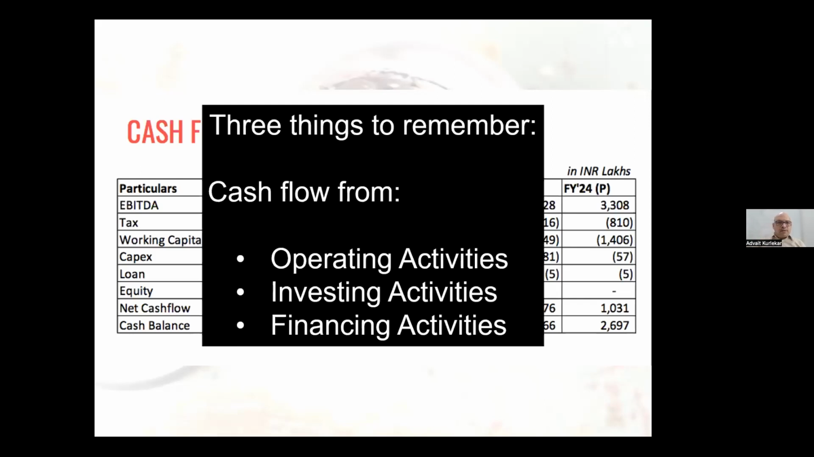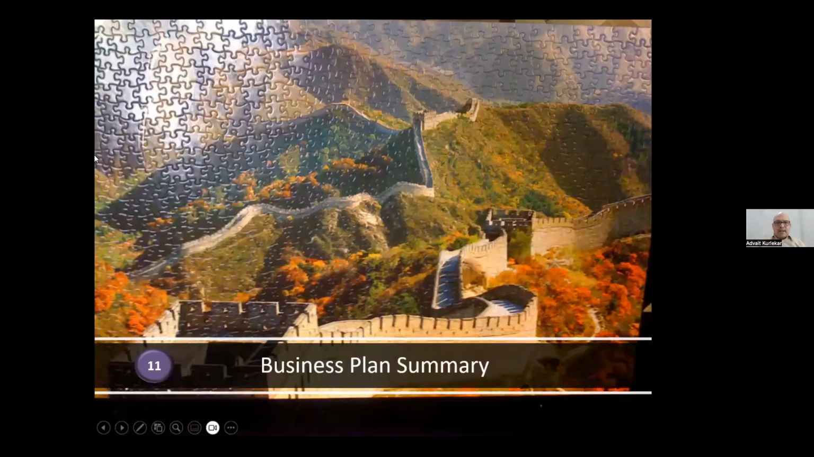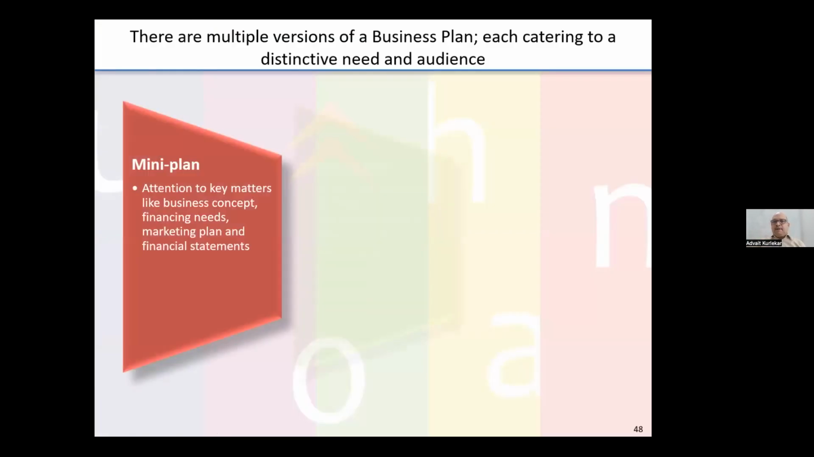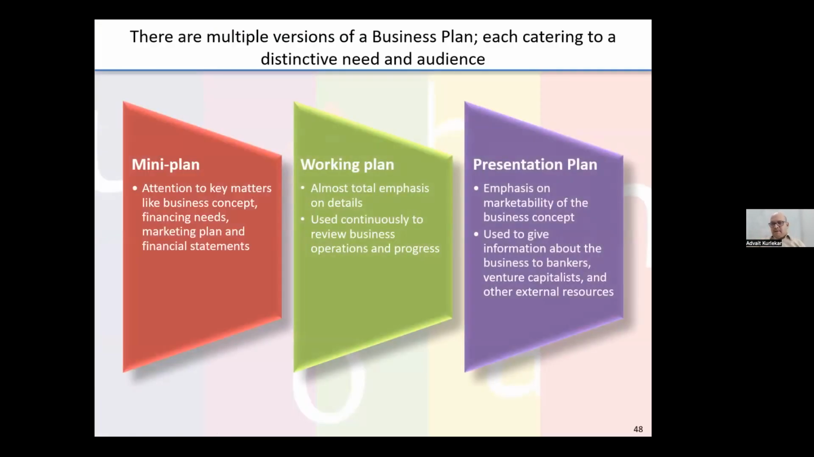Okay, I think I am also coming to my last disclaimer slide. And then finally, you need to create multiple versions of your business plan. When I say multiple versions, we are not playing with numbers. It's a question of who the audience of this business plan is. Whom are you working this business plan for?